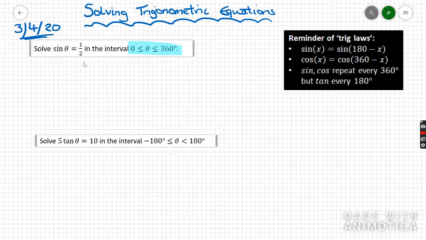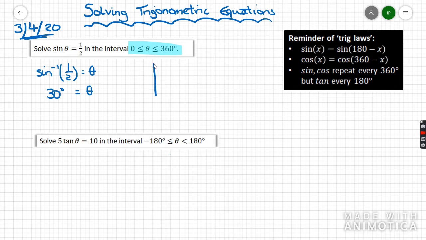So if I know sine theta is a half, I can just do sine to the minus 1 of a half to give me what theta is. Using your calculator, sine to the minus 1 of a half, and I get an answer of 30. Now, what we need to be careful of is 30 is not the only answer.